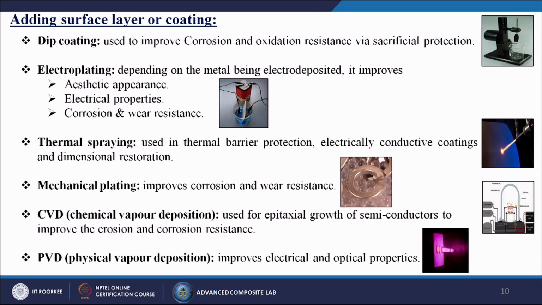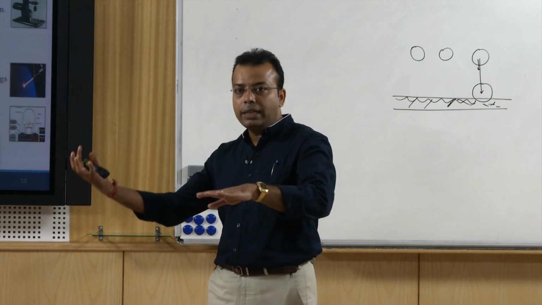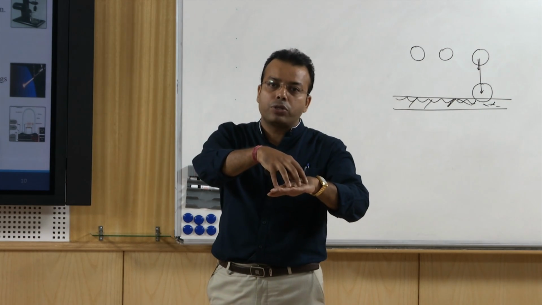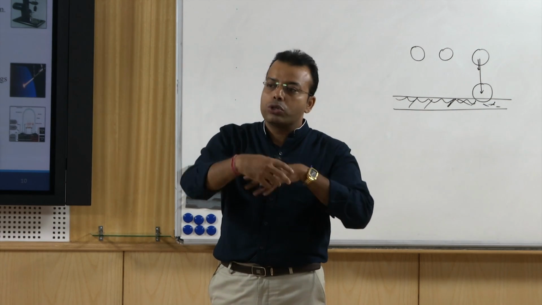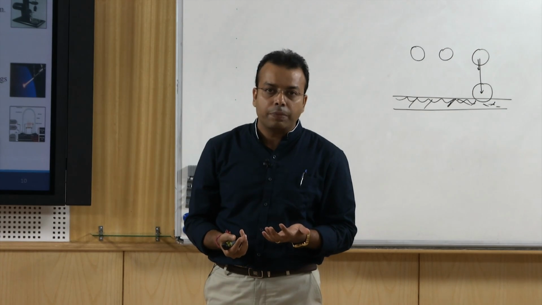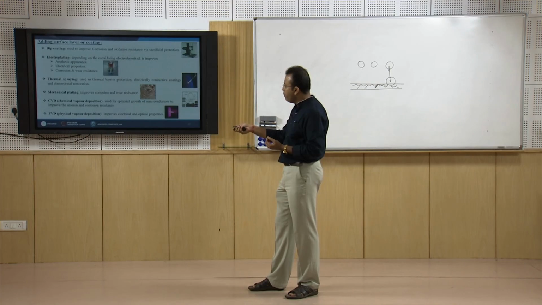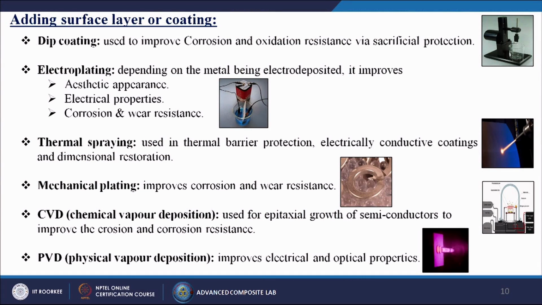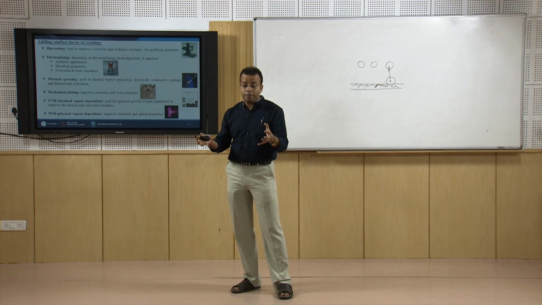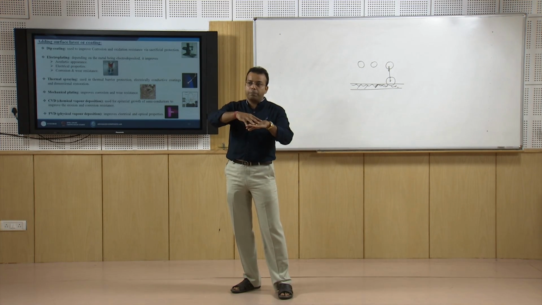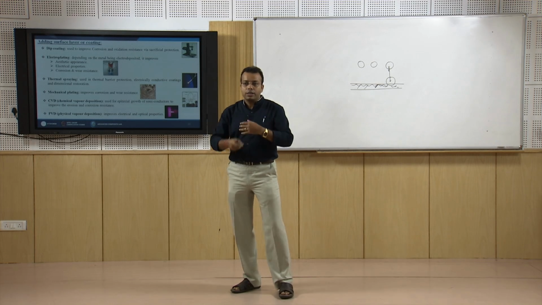Mechanical plating improves corrosion and wear resistance. CVD is called the chemical vapor deposition process. So, in that particular case we are doing certain kinds of reactions. Some kind of vapor is forming, then we allow that vapor to deposit onto your surface, so that your material surface will be getting some kind of cover. And the last one is called PVD, the physical vapor deposition process, by which we can improve the electrical and optical properties. In the last two methods, we create a certain kind of vapor which can directly come and make a layer onto your surface.